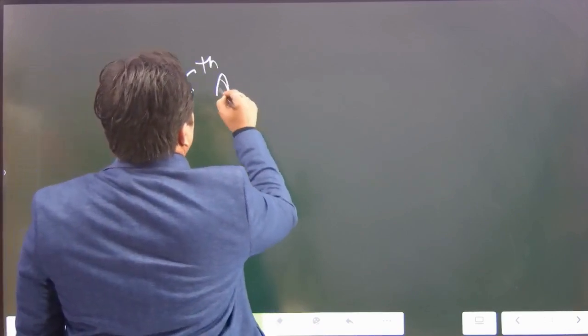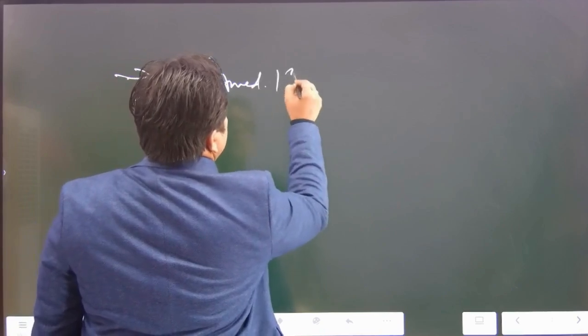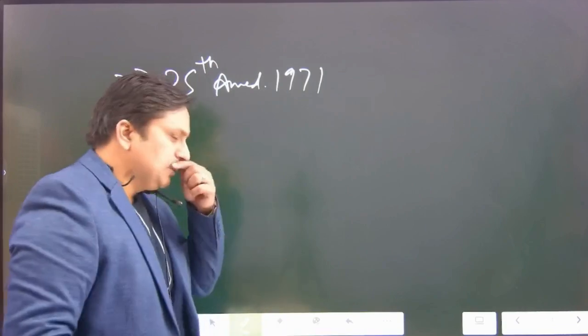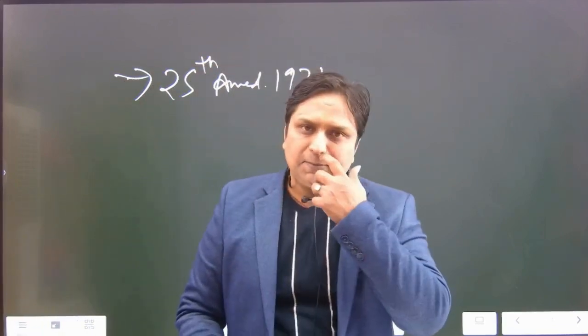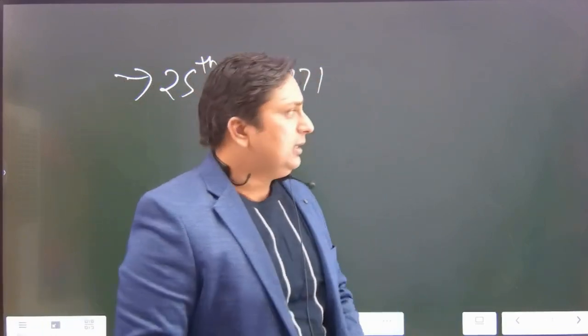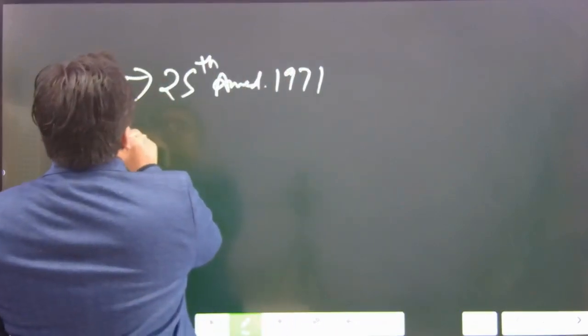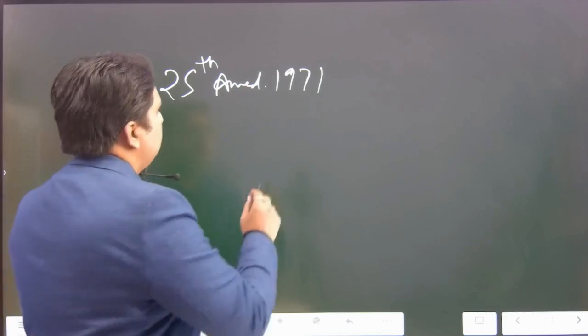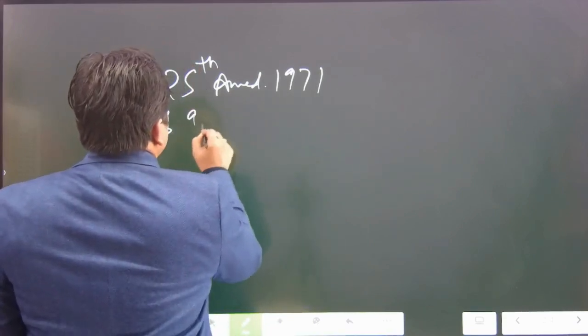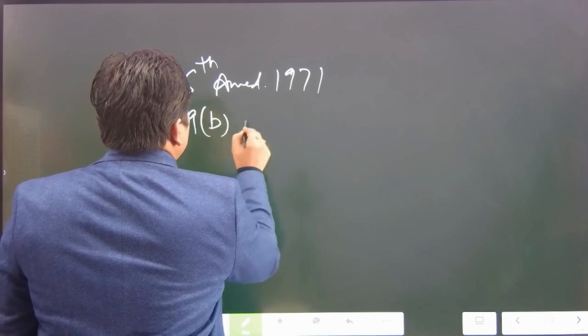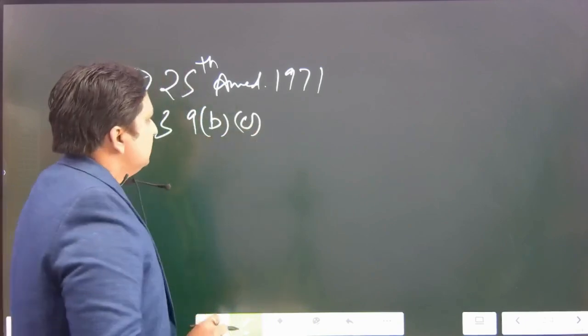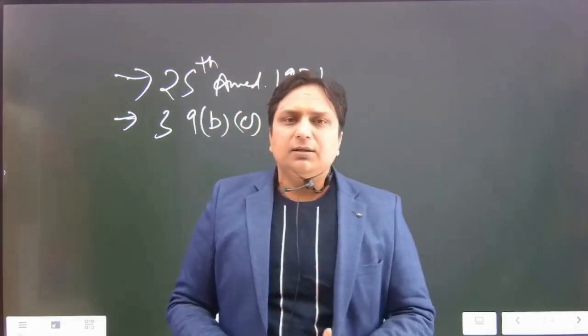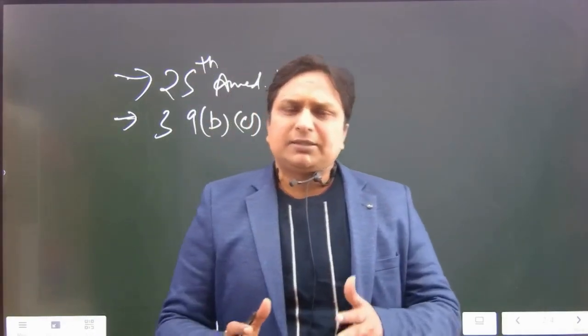Article 31C was introduced by the 25th Amendment in 1971 by the government, with the purpose of achieving the objective of 39B and C. It is generally an exception to the general rule.